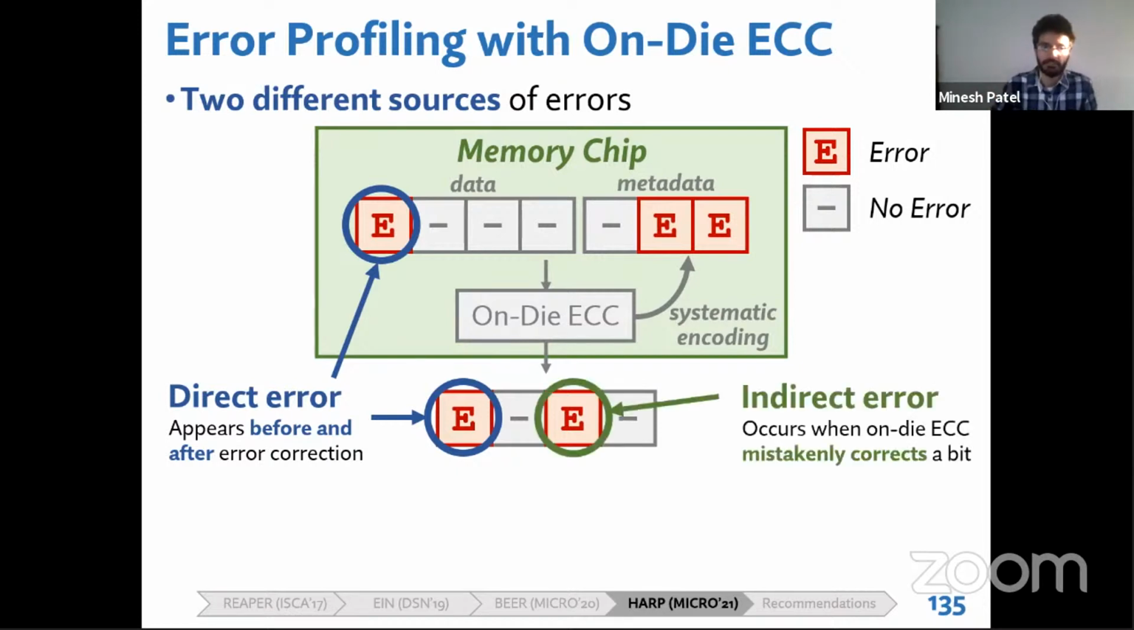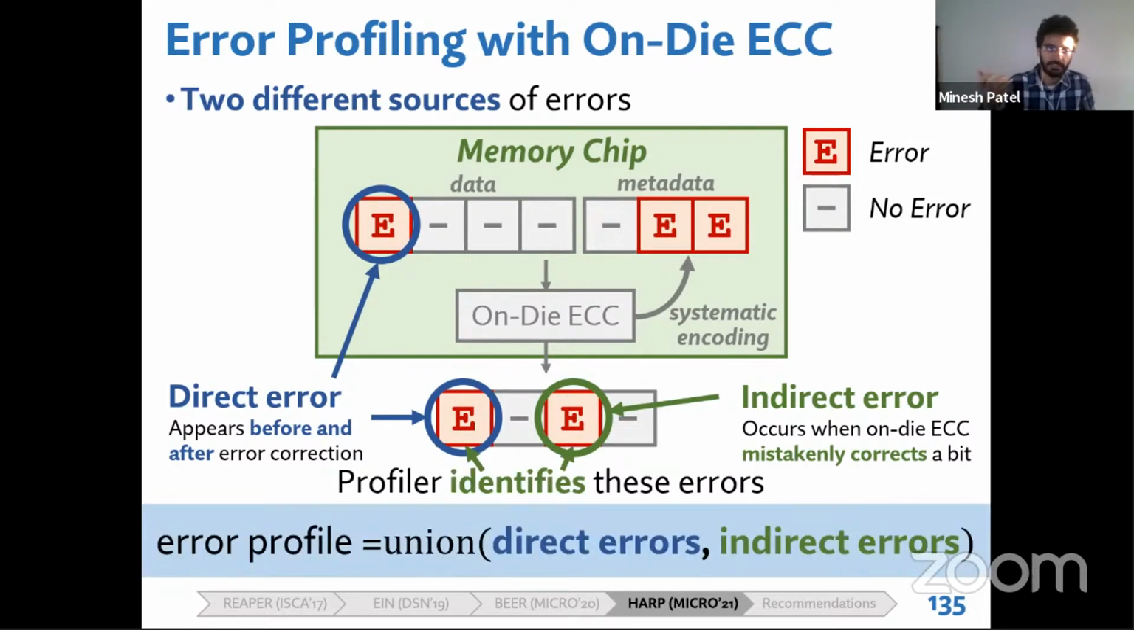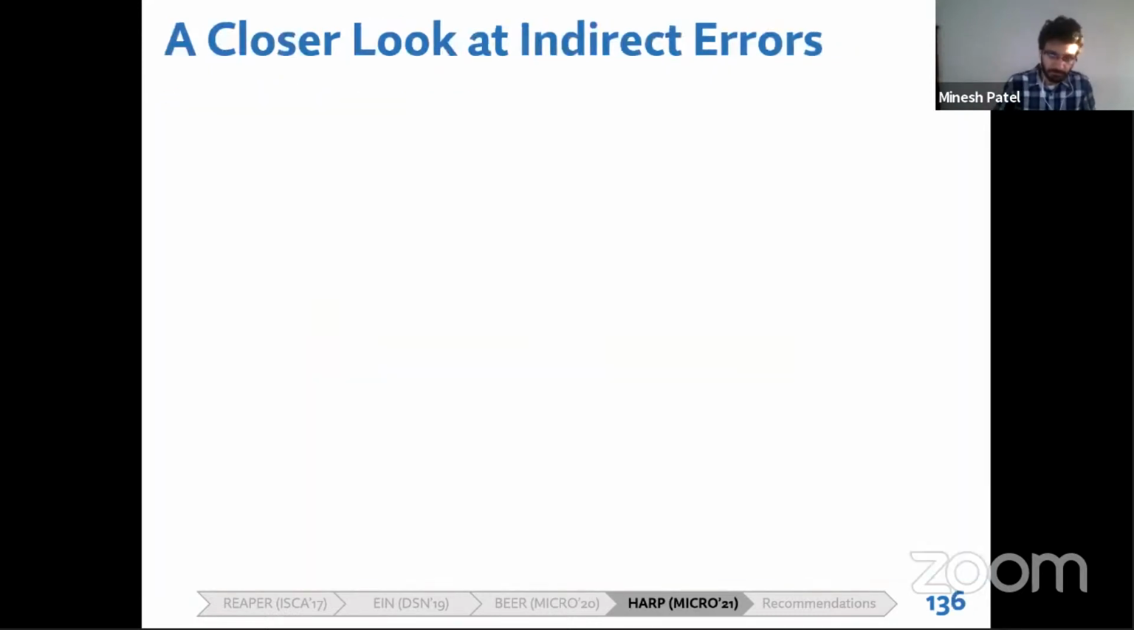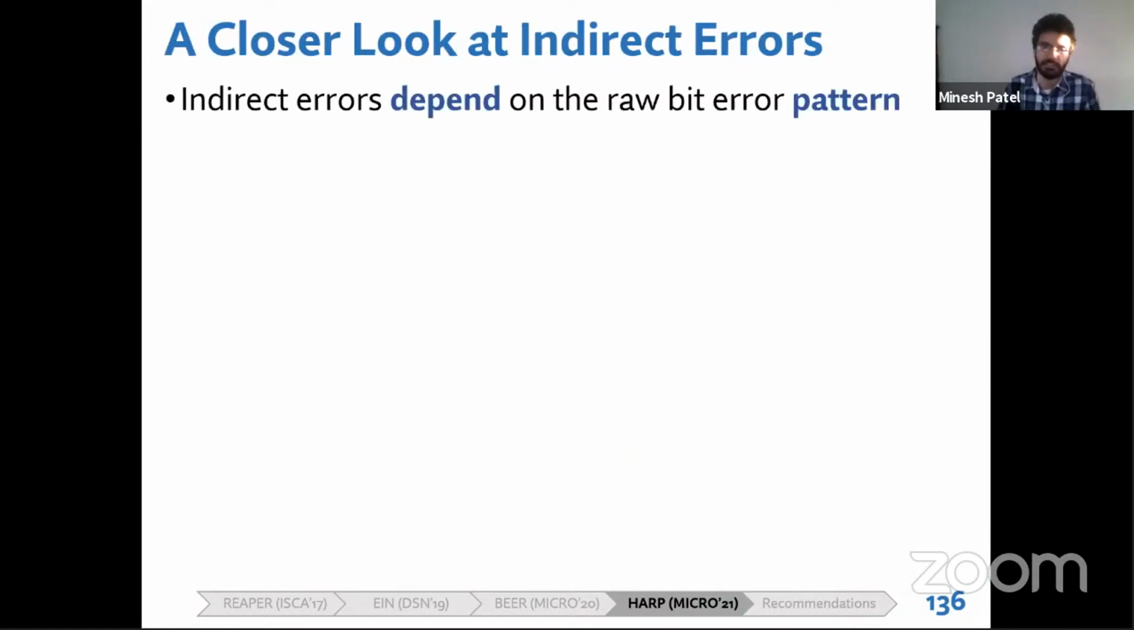The second type of error is what we refer to as an indirect error, and this occurs exclusively as a result of on.ECC. Essentially, this is what happens when on.ECC performs a miscorrection to mistakenly correct a bit that it thinks is at risk of error. And the error profile in this case is essentially calculated as the union of all direct errors and indirect errors. Now let's take a closer look at indirect errors because they have severe implications for profiling.